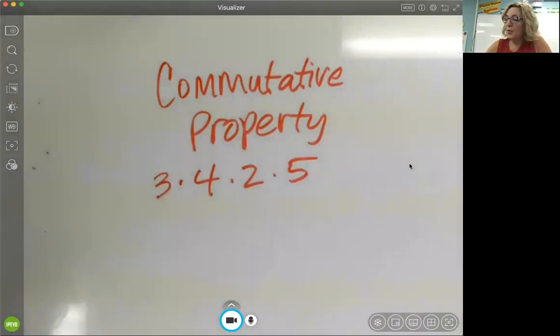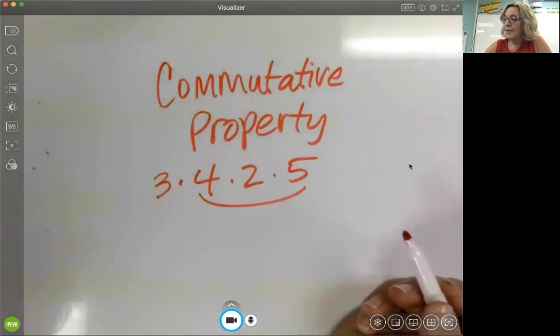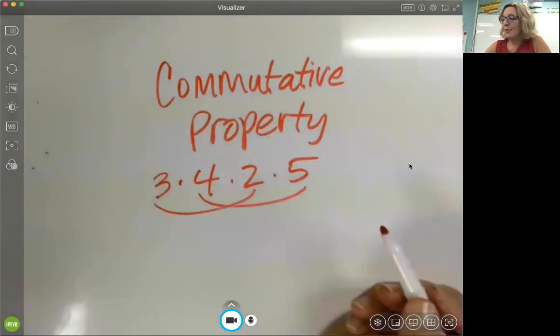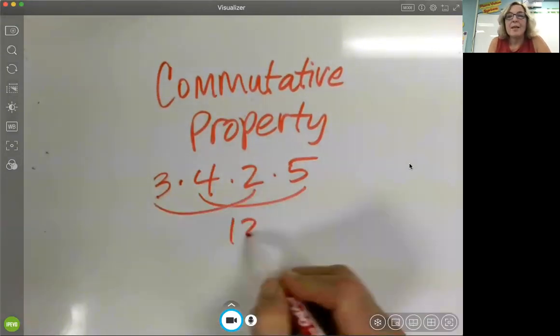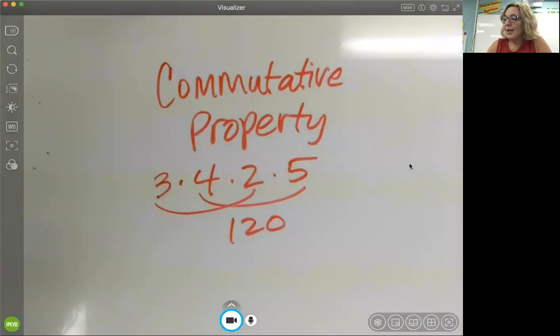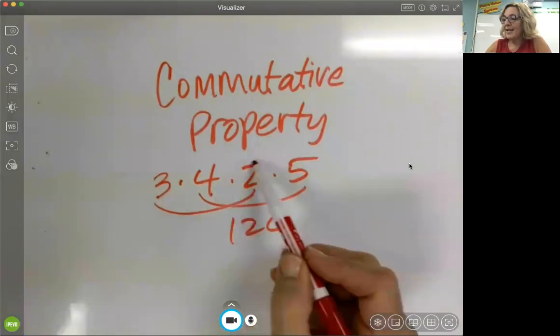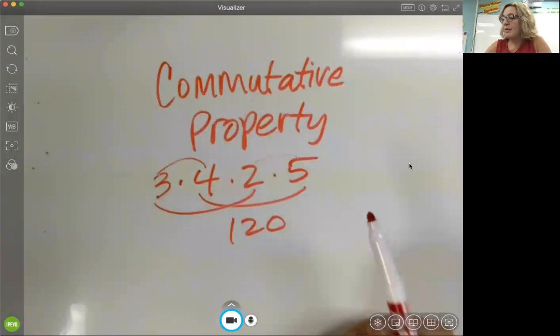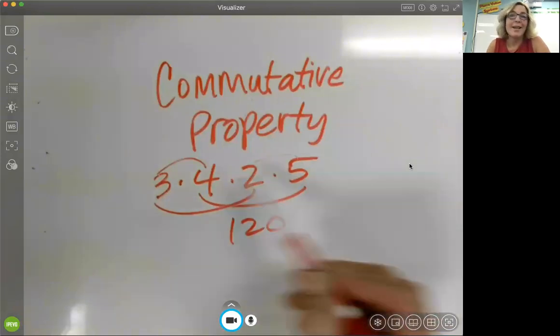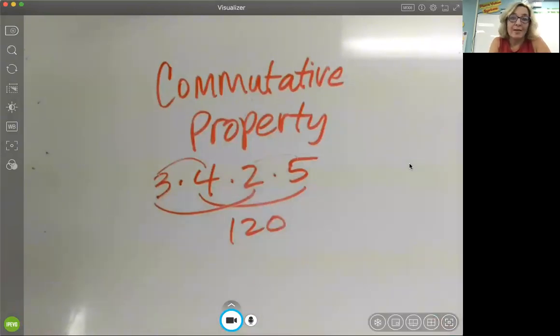I could do 4 times 5 is 20, 2 times 3 is 6, 6 times 20 is 120. Or I could do 2 times 5 is 10, 3 times 4 is 12, 12 times 10 is 120, right? You get the same result regardless. And that's going to be important today as we multiply products that are in scientific notation.